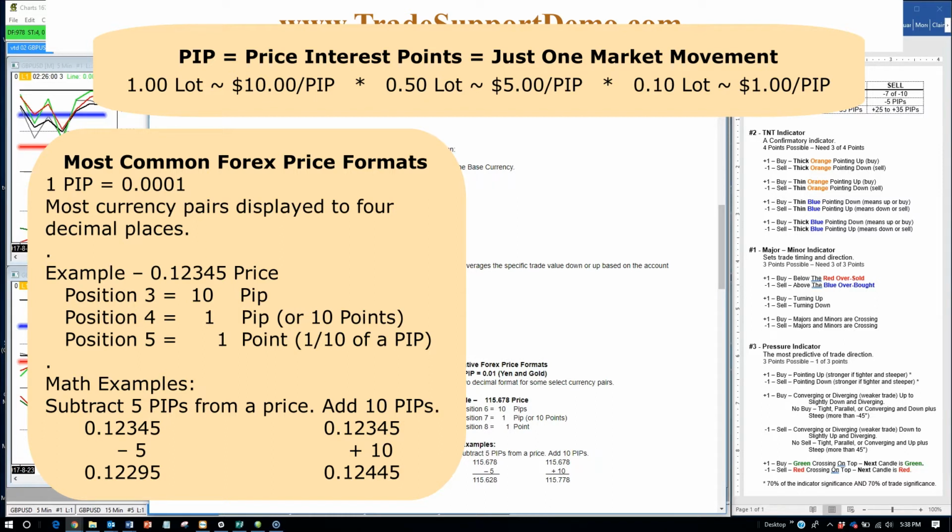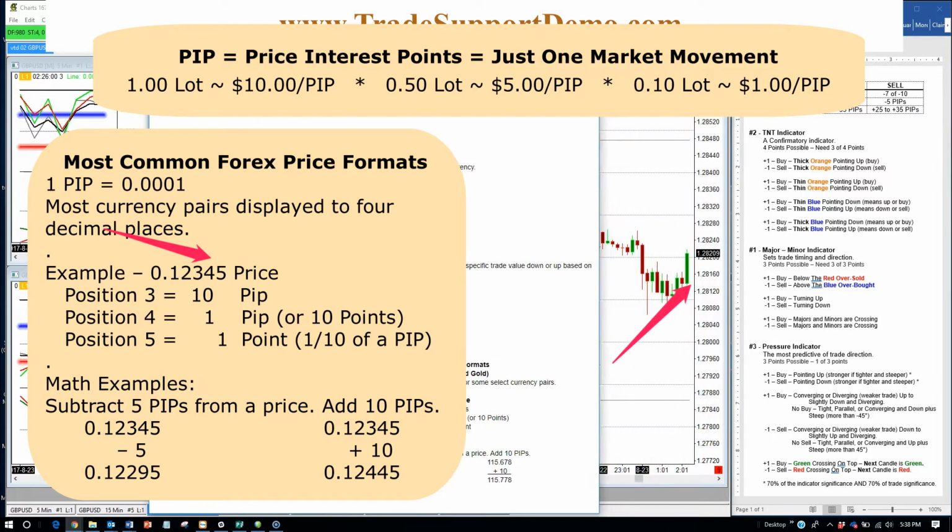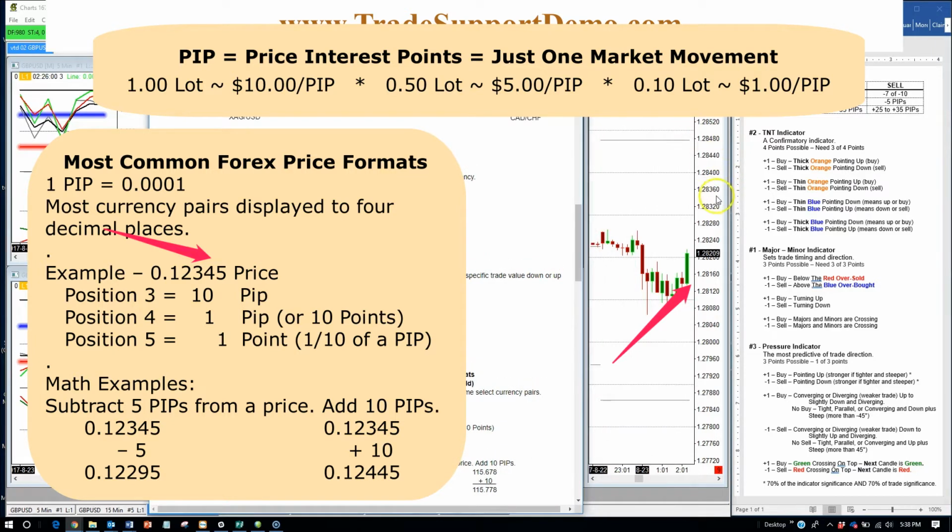So the pip is at the 4th decimal position. Let me just move this over a little bit, okay, so we can take a look. And you can see on this chart here, this 5-digit representation, just like what is seen here. These 5 digits, 1, 2, 3, 4, 5, on the right side of the decimal point. So the pip is located in the 4 position as a reminder. We've talked about this. The 5 position is a point. That's a 1/10 of a pip.